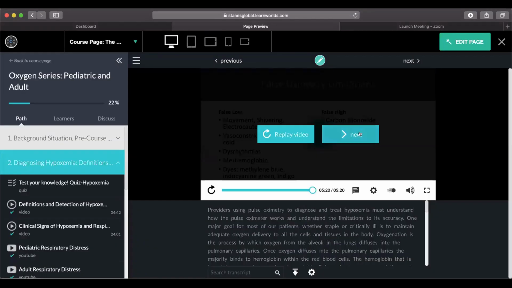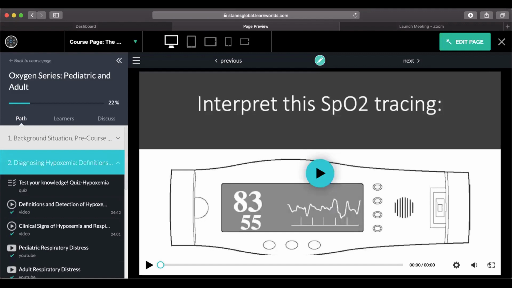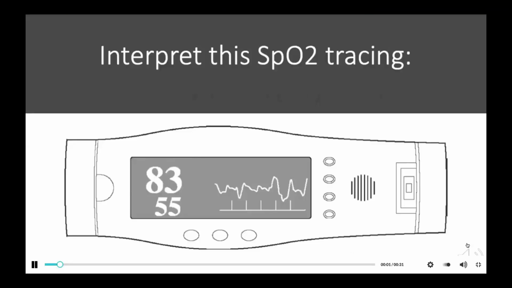So I want the audience to pay attention and type in that chat box again the answers to this simulation using pulse oximetry. So I welcome you all to type in your chat box what you think the answers are. Can you interpret this SpO2 tracing? What is the heart rate? What is the SpO2?